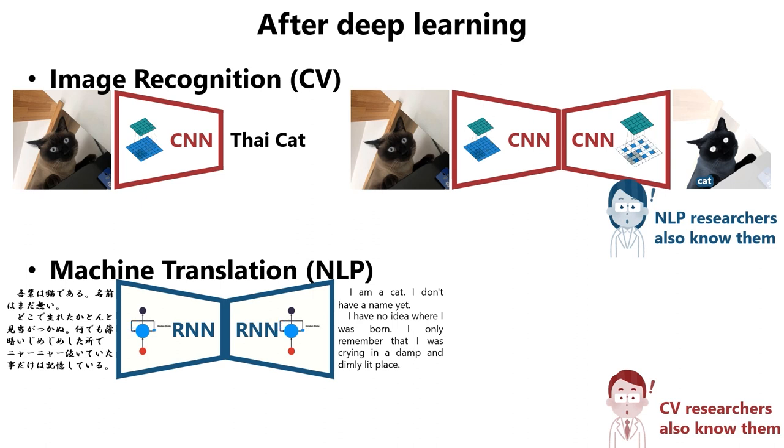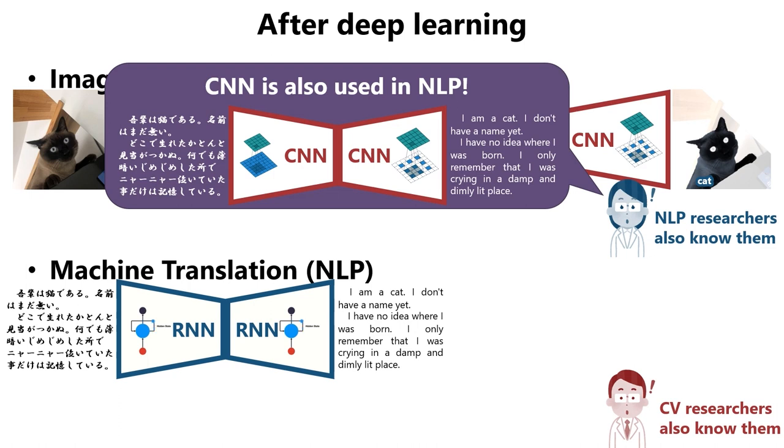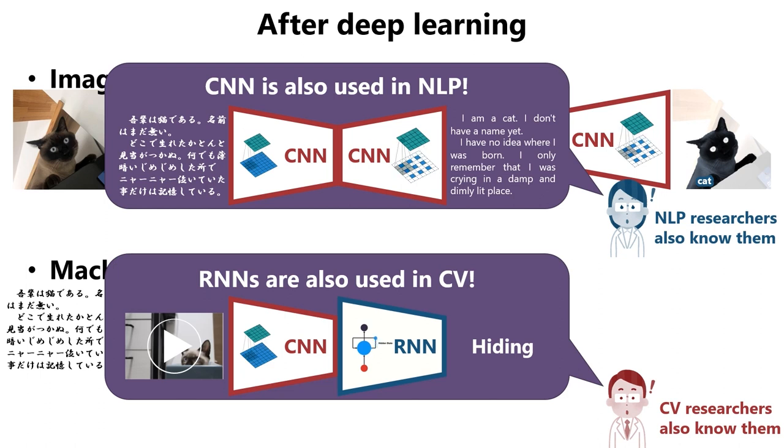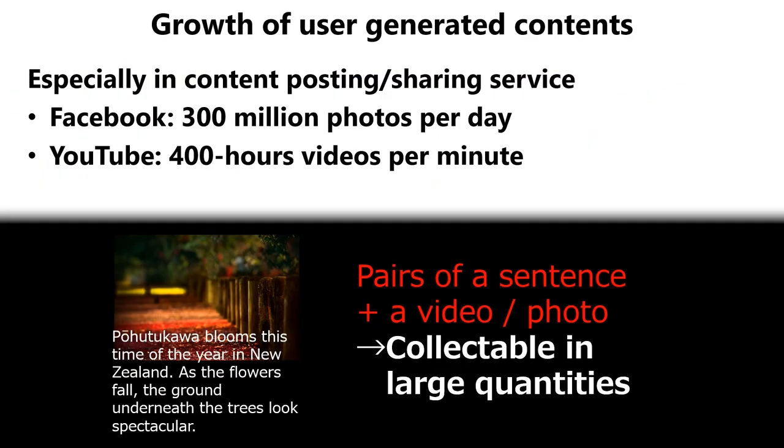In fact, this CNN is the same technology used in machine translation by natural language processing researchers. Recurrent neural networks are also used by computer vision researchers for time series data, such as video. Thus, more than just improving accuracy in a specific modality, another revolution is that researchers in slightly different fields of computer science can now easily understand each other by replacing various previously displayed technologies with various types of neural networks. This is another revolution.